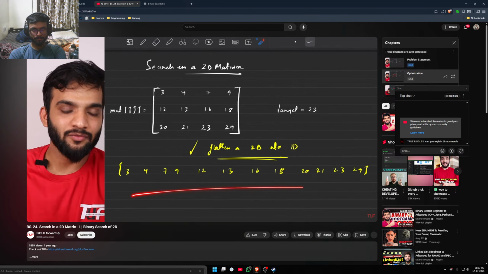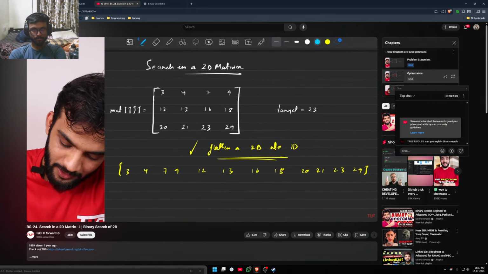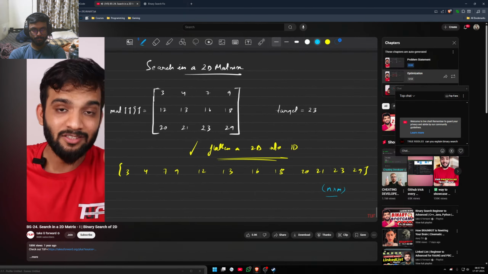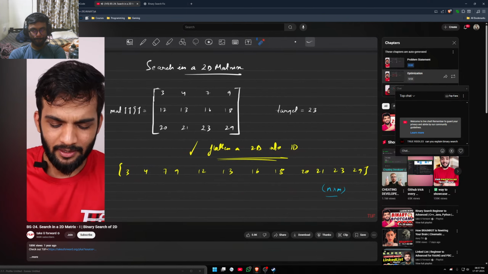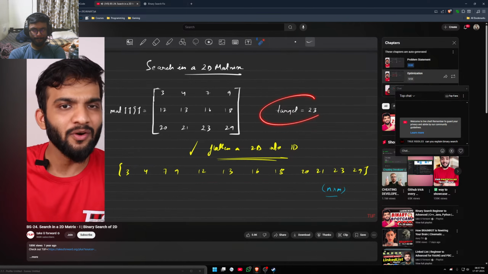What will be the size of this? Can I say the size of this will be n cross m? The size of this will be n cross m. And it looks like a 1D array, and it is sorted. I need to look for the target.